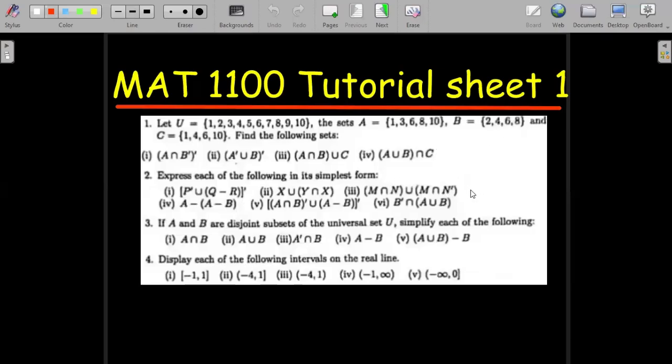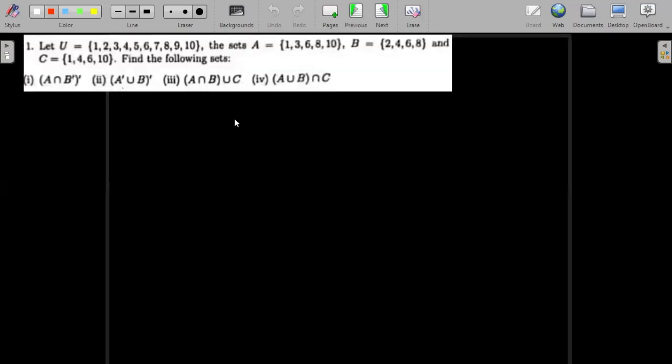So as I said, we'll look at maybe 5 questions from here. And of course, these 5 questions have sub-questions. For question one, they're telling us let U be equal to this set, which is just a set from 1 to 10, and the set A, the set B, and set C that are given. Then they're telling us to find the following sets.